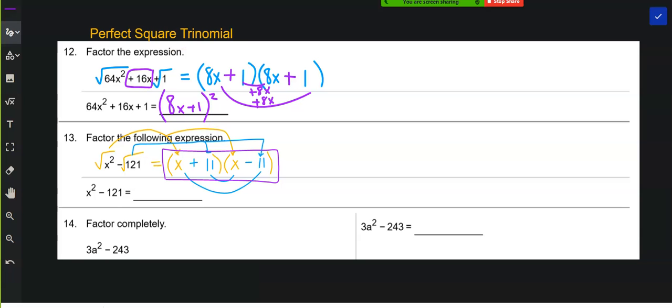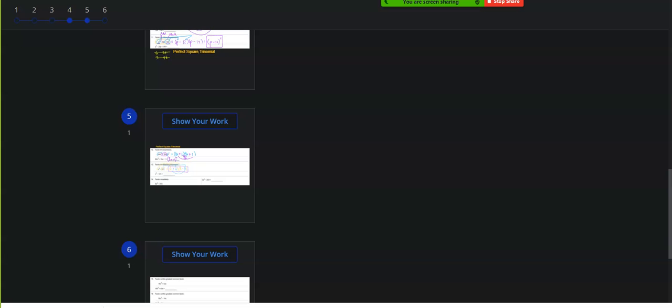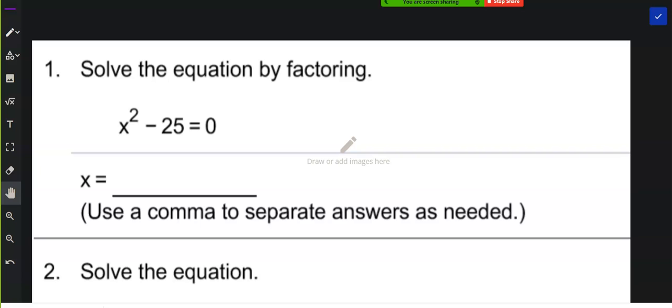Is there one more there? Or we got that one in the video, didn't we? Yeah, we got that one in the video. Okay. So let's move on to section 4.1 notes. Okay, so this is section 4.1.